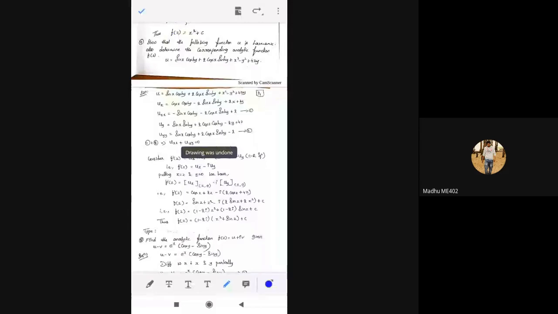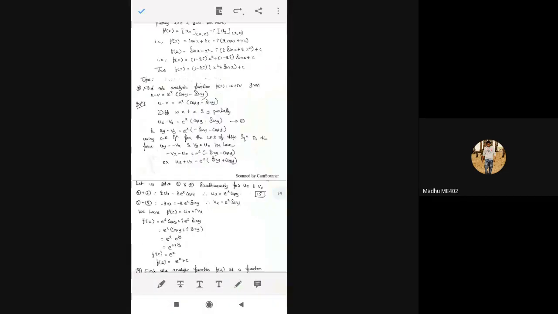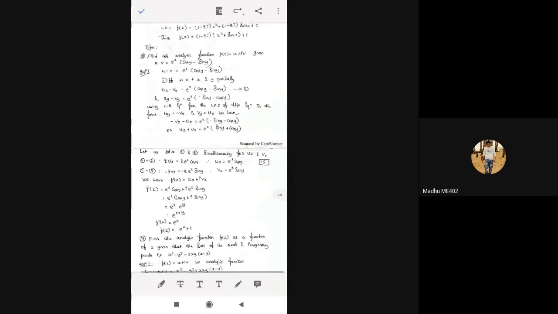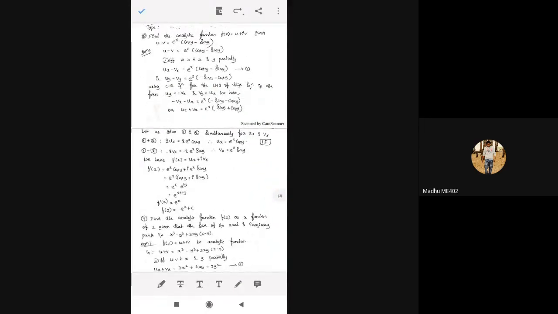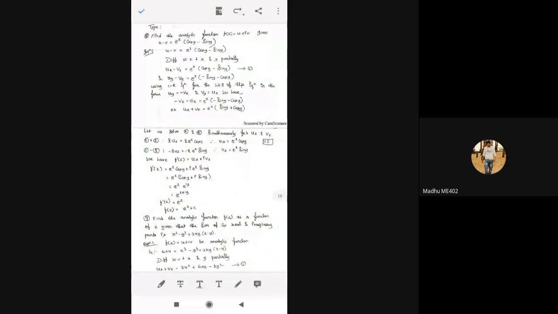Next. Yes, we'll move on to the next one. See, the next one is a little different, but almost this is also the same. Differentiation part is the same, and then applying CR equations is also the same. But the only difference is finding ux and vx. So here you must know how to find that ux and vx.